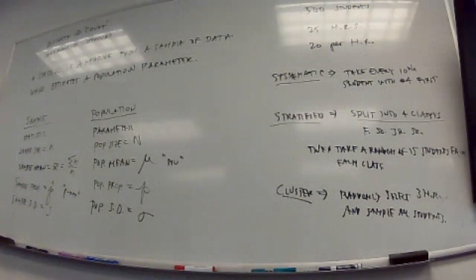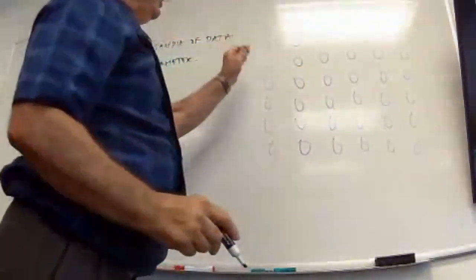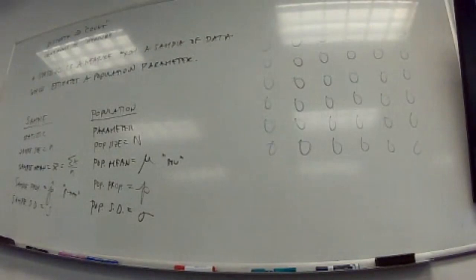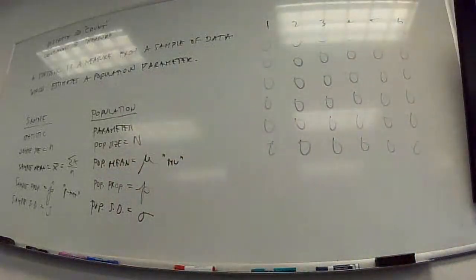So a statistics class with 36 students is arranged so that there are 6 rows with 6 students in each row, and the rows are numbered 1 through 6. We'll call these rows. It's actually a column, but we call them rows. A die is rolled, and a sample consists of all the students in the row corresponding to the outcome of the die.